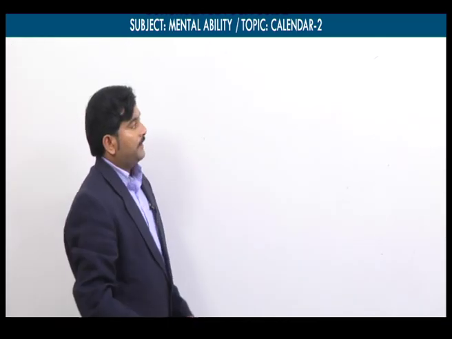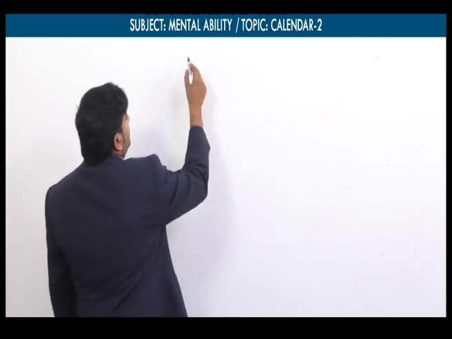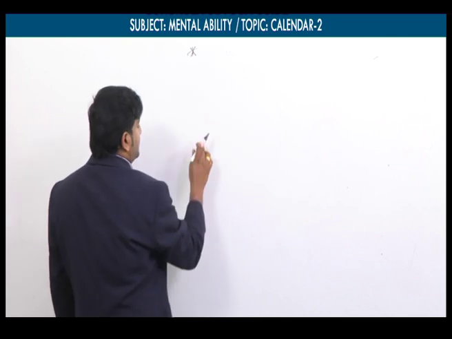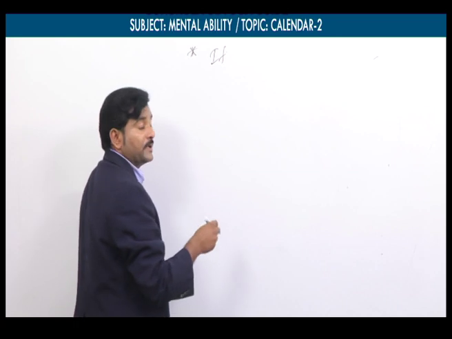Okay. The next type of questions is as follows. For example, he mentioned a question like this. For example, again a question.